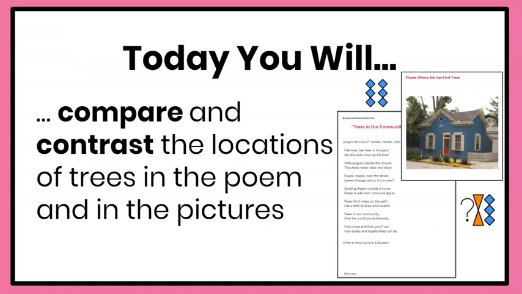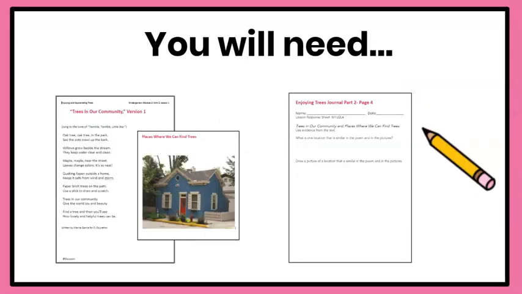Today, you will compare and contrast the locations of trees in the poem and in the pictures. You will need the poem, Trees in Our Community, and the pictures in the document, Places Where We Can Find Trees. You will also need your Enjoying Trees Journal, Part 2, page 4, and a pencil.